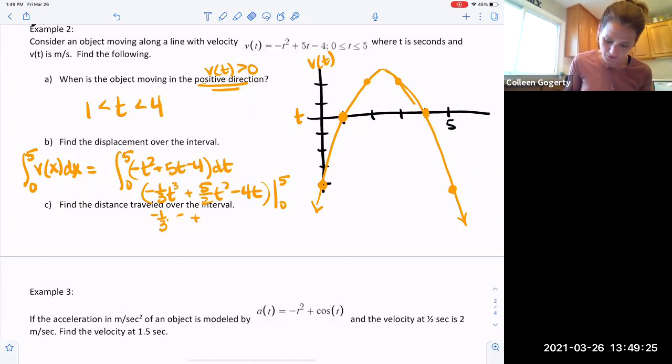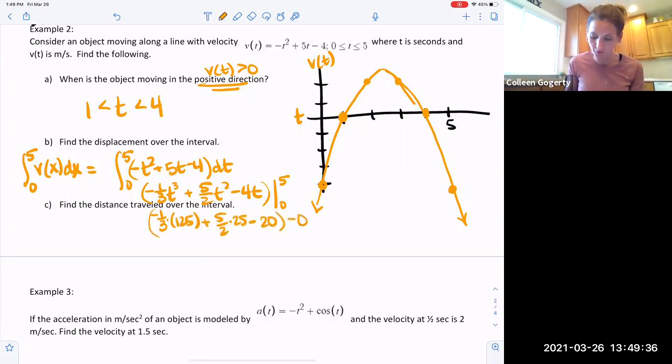And if you were at home and you watched that mistake and you caught it, nice job. So 5/2 times 25 minus 20. Then I'm going to have -0. So when I did this, I've got approximately 0.833, and that should be meters.